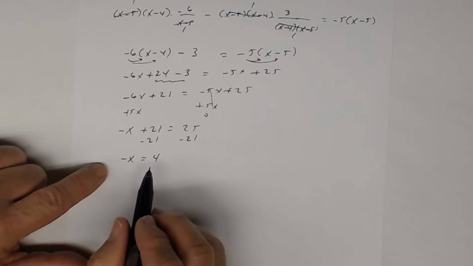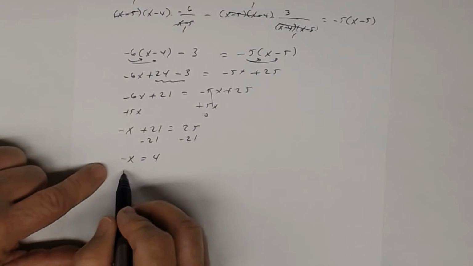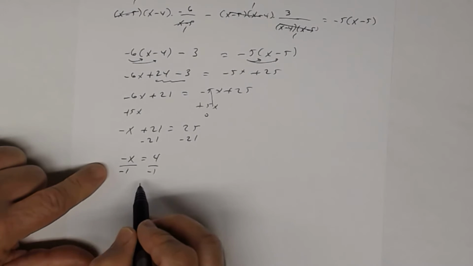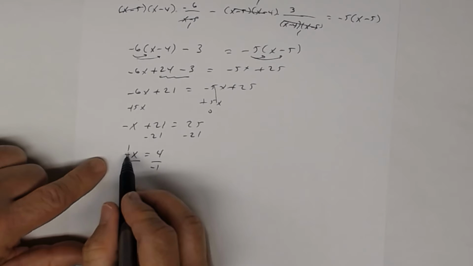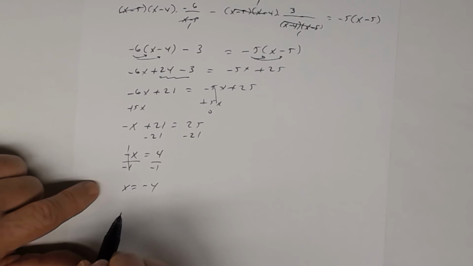Now be careful, don't say your solution is 4, because this is a negative x, a negative 1x. So we're going to divide both sides by negative 1. And so negative 1 divided by negative 1 is 1. 1 times x is x, so x equals negative 4. So that's my proposed solution.